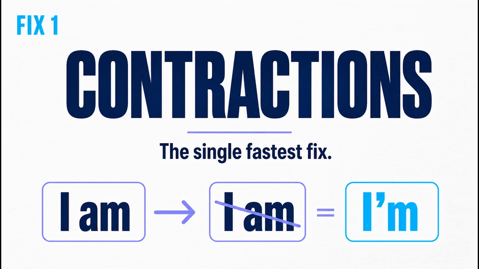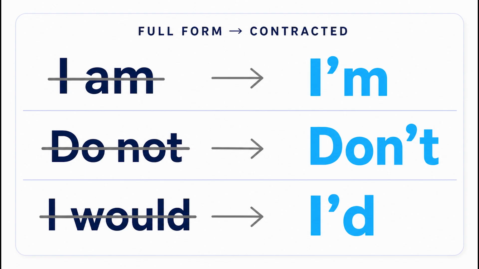In casual spoken American English, native speakers almost never use the full form. I am becomes I'm. Do not becomes don't. I would becomes I'd. Every time you use the full form in casual conversation, every single I am and do not, you sound like you're giving a speech.